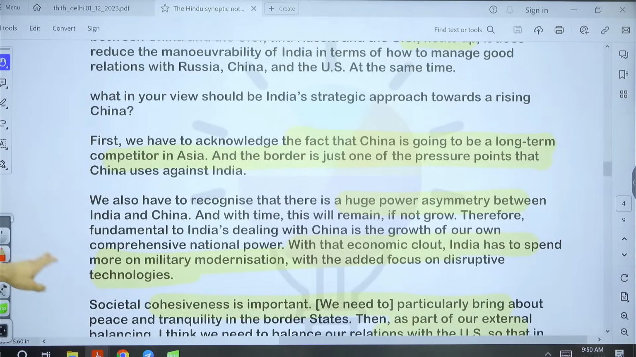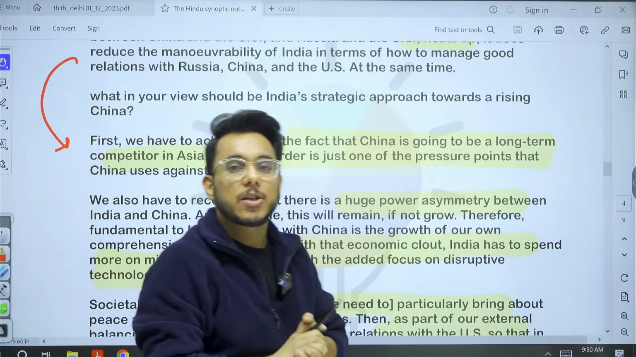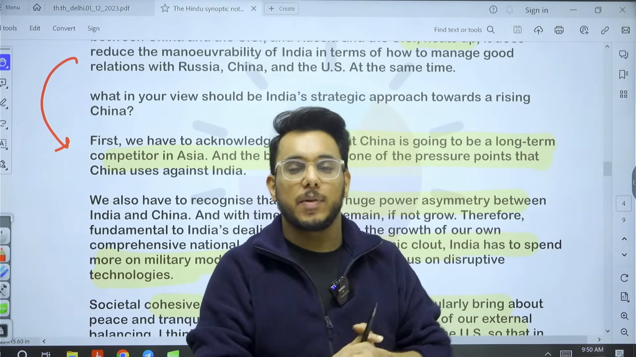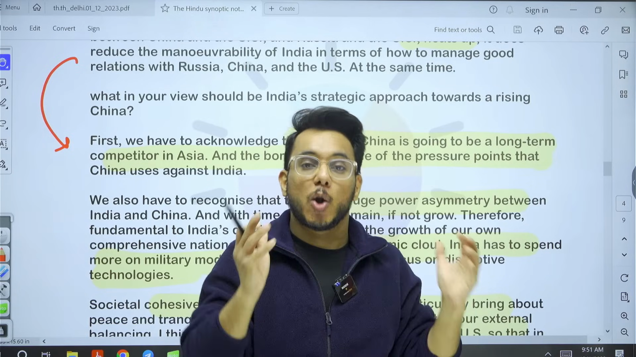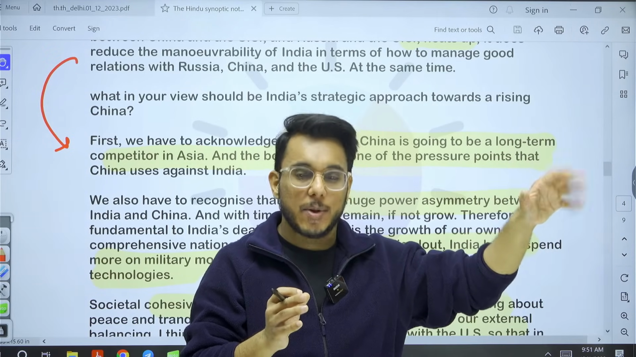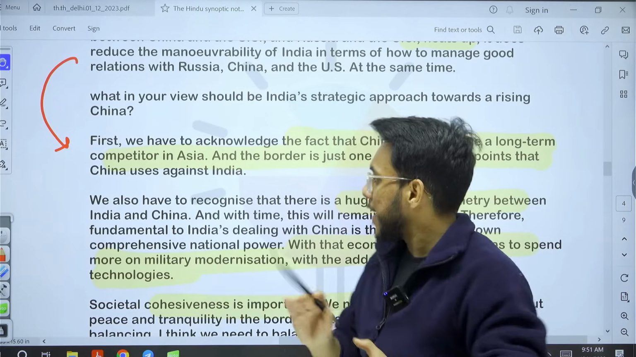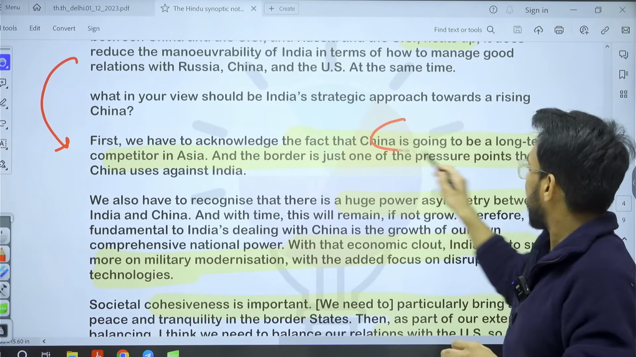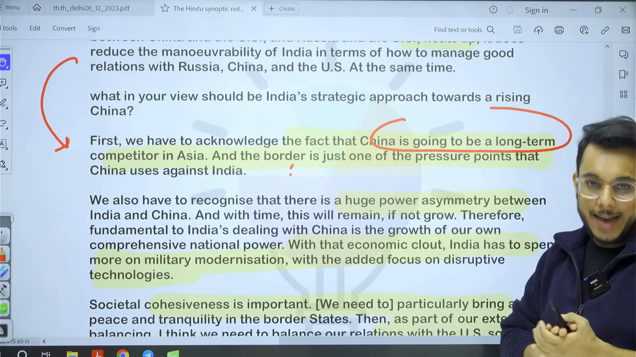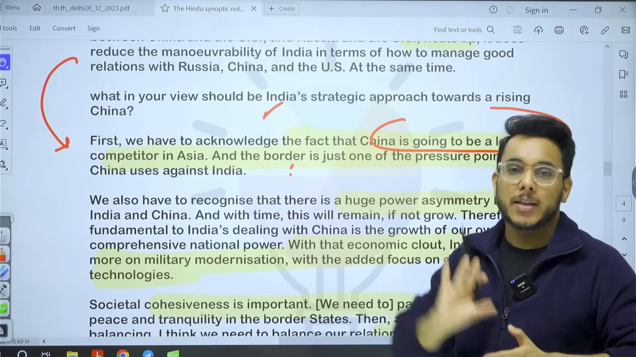So in this particular capacity, what we should do, on one hand, we have deep partnership with USA, which has a lot of potential. We need to ensure that time to time irritants that come in between should be removed. But at the same time, to deal with China, certain things have to be kept in mind. Number one, we have to acknowledge that China is going to be a long term competitor in Asia, and China will put considerable pressure on India. First, this particular thing has to be recognized.